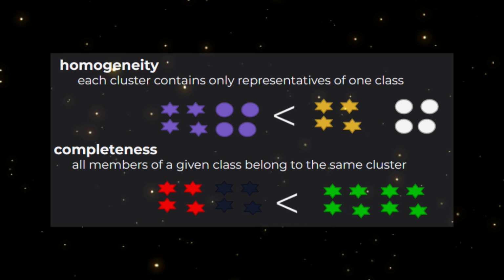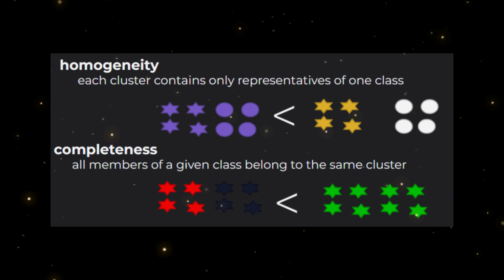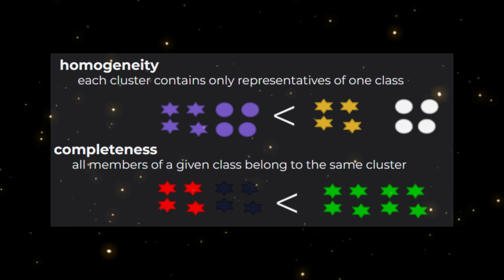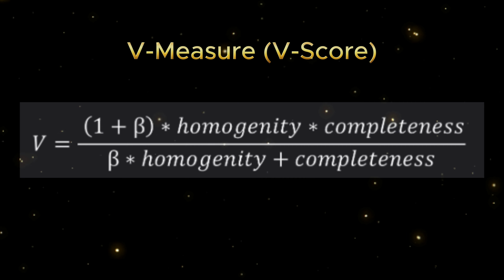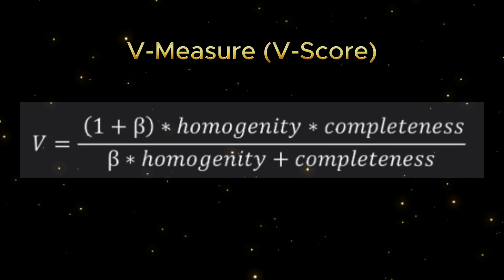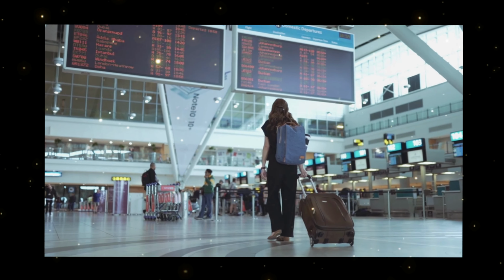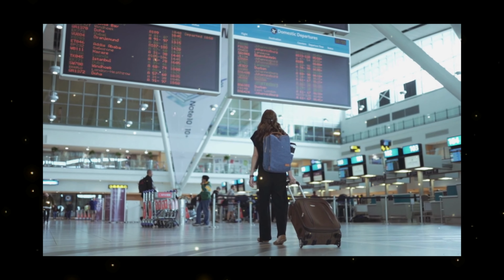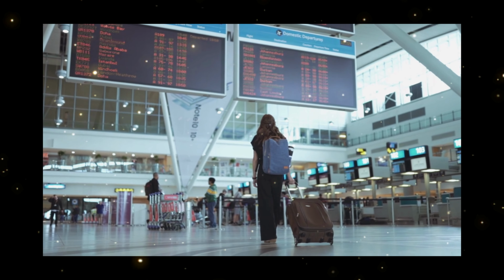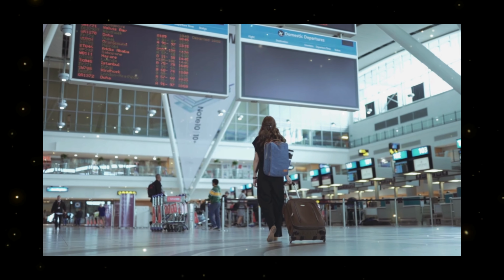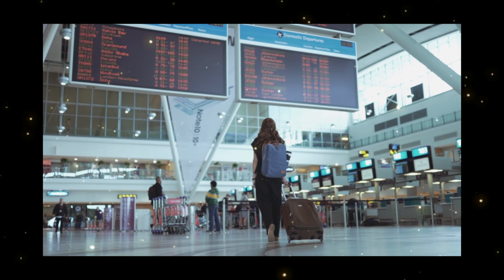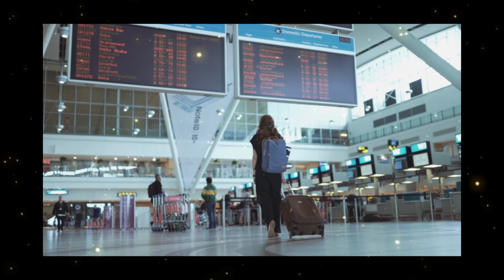External metrics evaluate the quality of the clustering by comparing it to a ground truth or known class assignments. These metrics assess how well the clustering results match predefined labels. Ultimately, a combination of internal and external metrics, along with visual inspection of the clusters, can provide a more comprehensive understanding of the quality and effectiveness of the K-means clustering process.